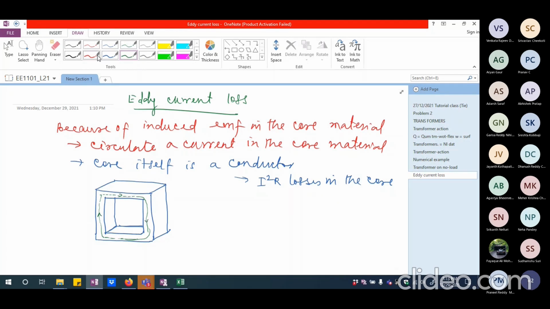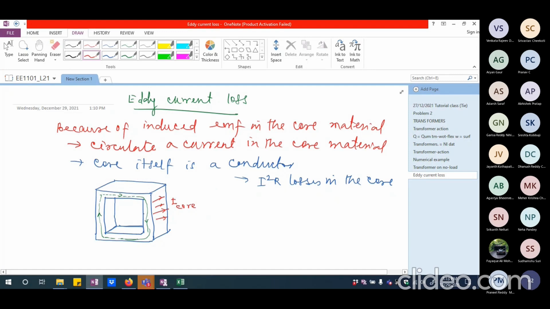Now the current induced will be perpendicular to this. So the current induced will be going along this. This is essentially perpendicular to the flux's plane. So this is how the current induced will be within the core. This is the current within the core. This is what is going to happen.